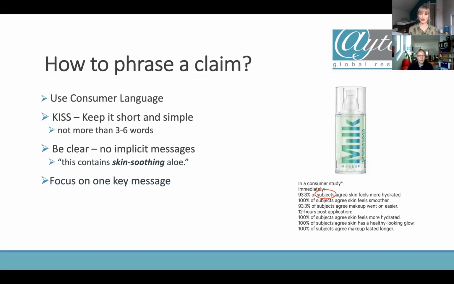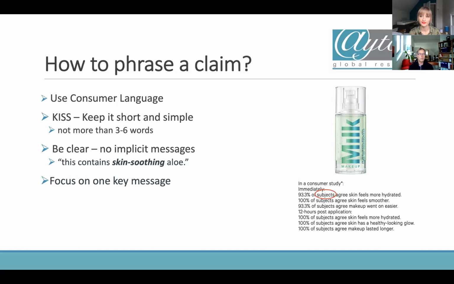So back to Thomas. How to phrase a claim. Just a few thoughts on how to best put a claim in words. And the first thing that I always say is use consumer language. And as obvious as this may seem, often it's forgotten, because if we work in our industry, we get so close to our topics that often we don't even realize anymore that many words we are using are not the words that actually normal consumers understand and use.